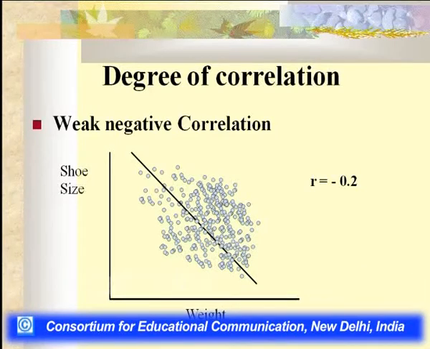So there are 2-3 things which you have to keep in mind here, that the sign is very important. Sign is minus only when one variable is going up and the other variable is going down. So that means there is a weak negative correlation in terms of your shoe size and your weight. That means even if your weight increases, the shoe size will not change. Or maybe it changes, but to a very lesser degree.